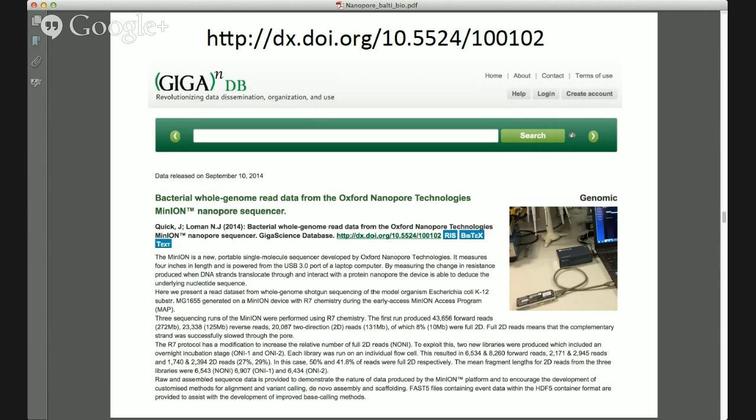Okay, so data. We've had successful runs on the MinION, I think about 20 times now. We're on to about our 20th flow cell.